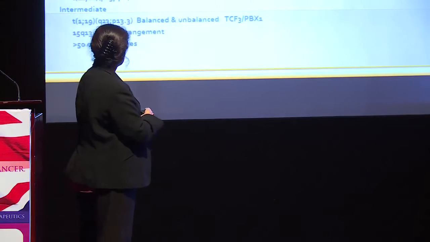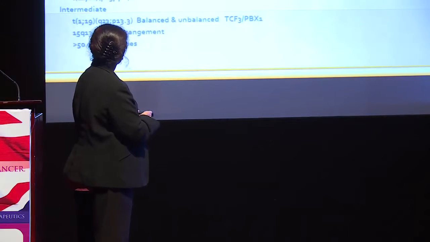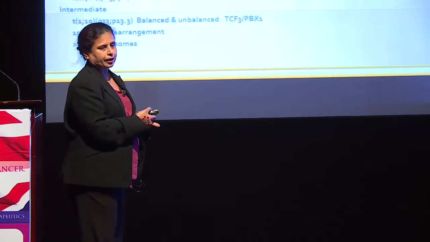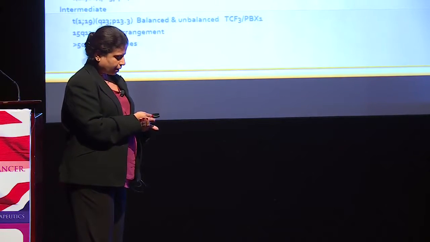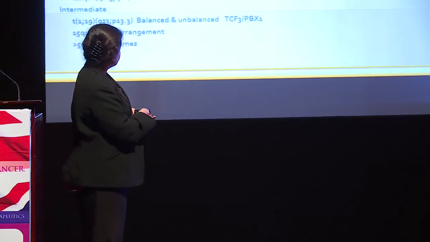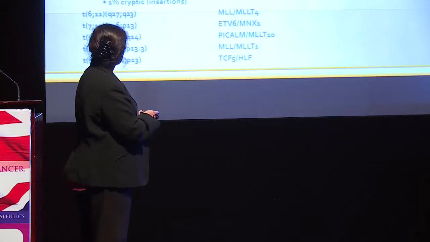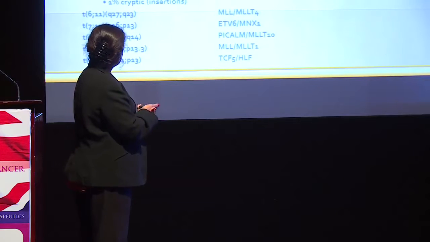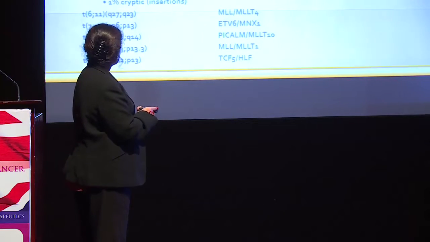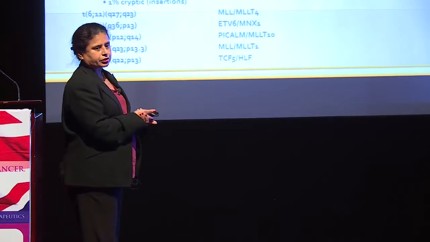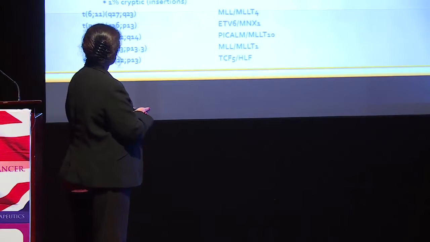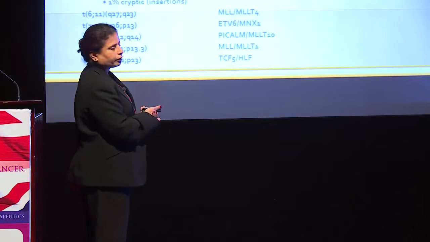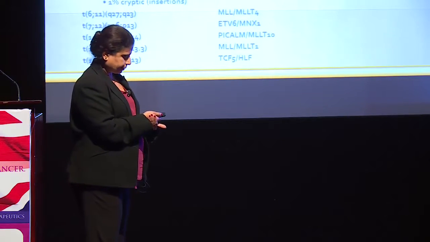Intermediate prognosis you get with the 1;19 translocation, the 15q rearrangement, and if you have more than 50 chromosomes. Hyperdiploidy with more than 50 chromosomes. Adverse prognosis, when you have near haploidy, most of the translocations, such as 4;11, 9;22, 6;11, any of the translocations involving the MLL gene, in fact.